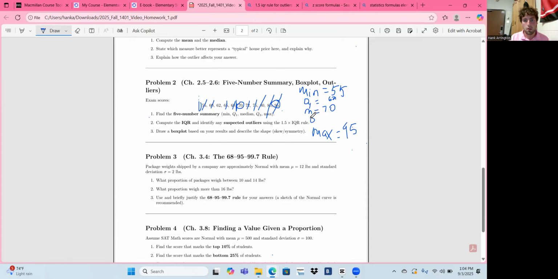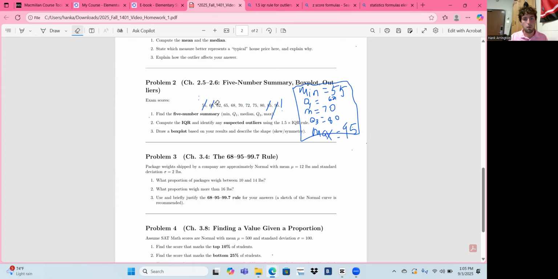And we've got to find Q3. For Q3, do the same steps as Q1. We're going to find the median from here to here. So cross off, cross off, cross off, cross off. We're left with a Q3 value of 80. So that is the five-number summary.